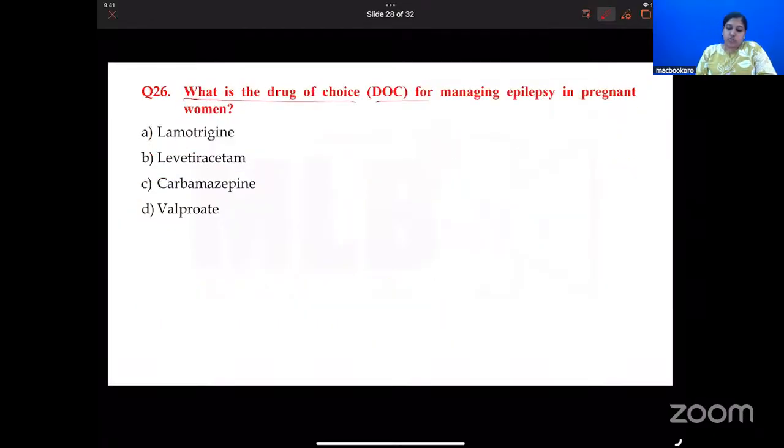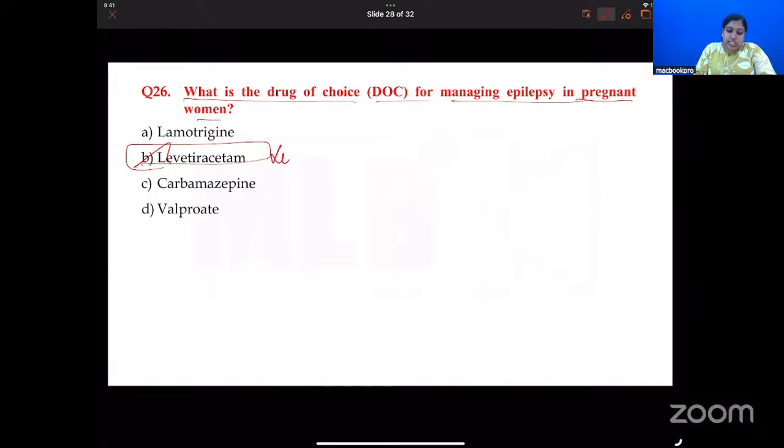What is the drug of choice for managing epilepsy in pregnant women? An easy and important question. Very good, Ankur. Very good, Sugant. Your answer is levetiracetam. Levetiracetam is the drug of choice in the management of epilepsy seizures in pregnant women.